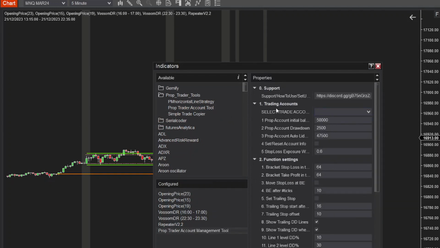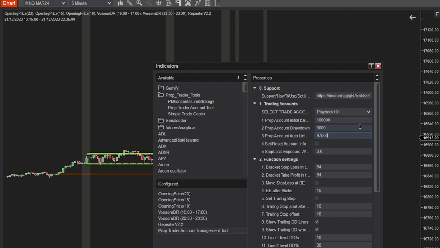Okay. So these are the properties for the indicator. Select my account. Right now I select playback. I have set a 100K account and maybe a $3,000 drawdown. And also I'll auto liquidate at 97,000. So this is based on the usual standard rule for a 100K account.